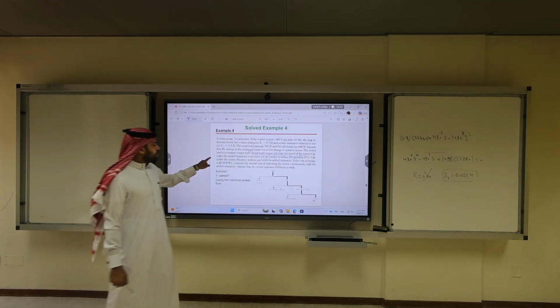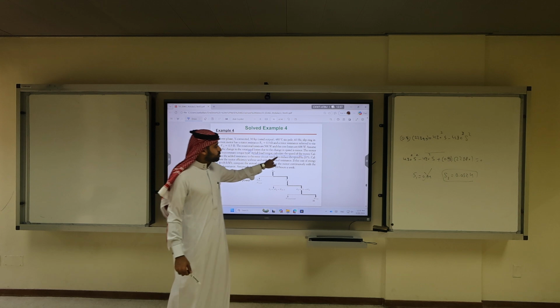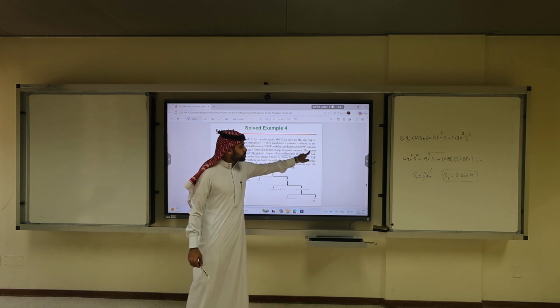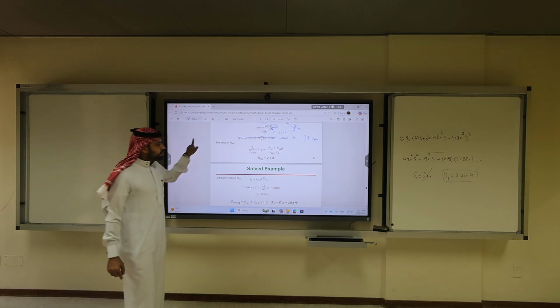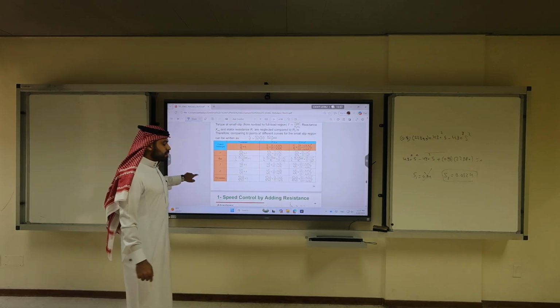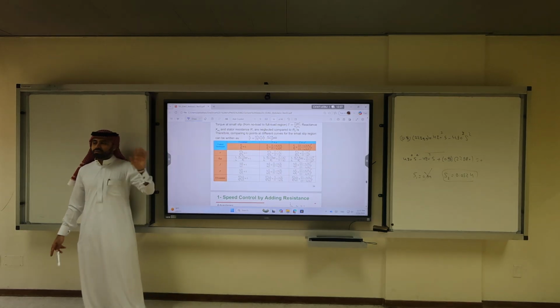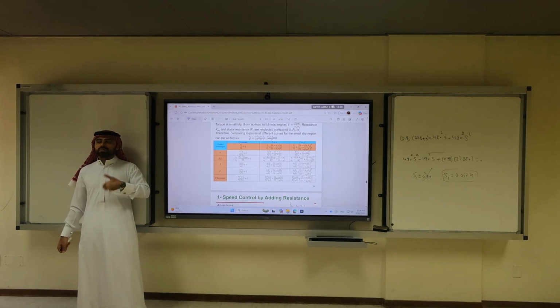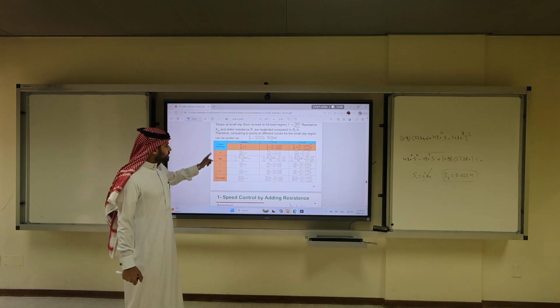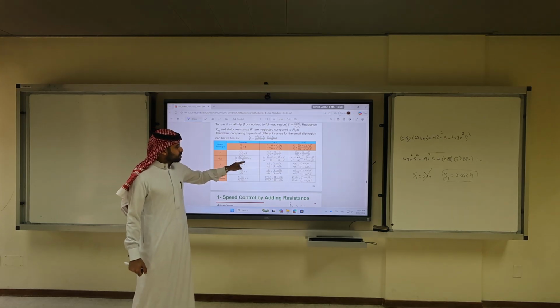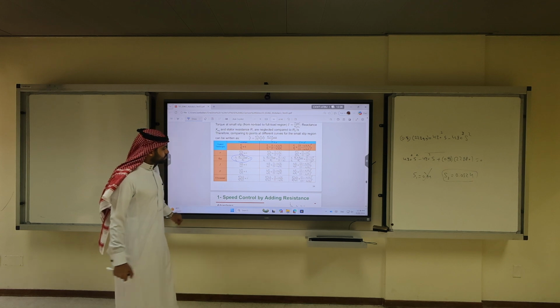Now the second part: calculate the added resistance needed to reduce the speed by 20%. This is part 2. How did he solve it? Go back to the table. Now the formula sheet, it will be approved as it is. I will print it, it will be the last page in the exam. No need to print it. So what is our resistance? Constant torque. We should deal with this.